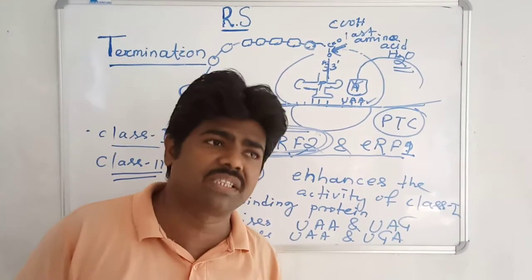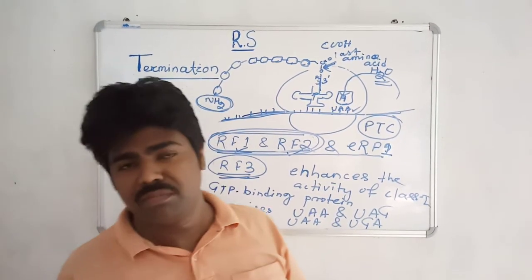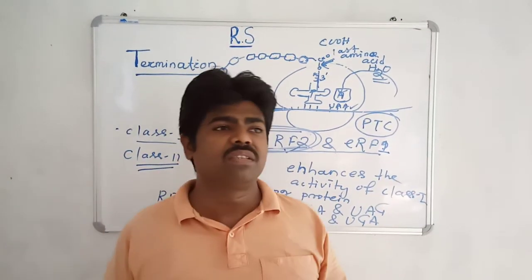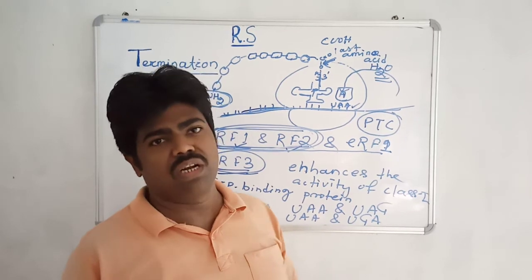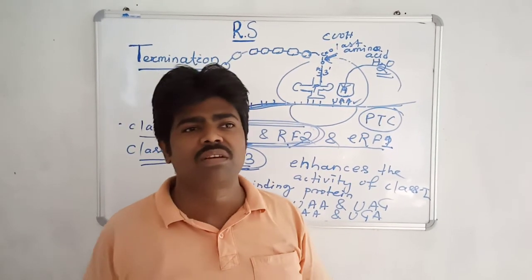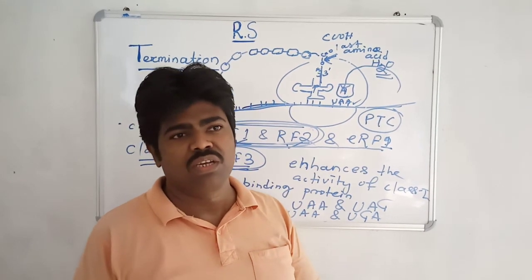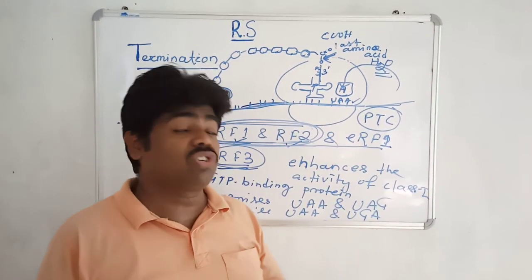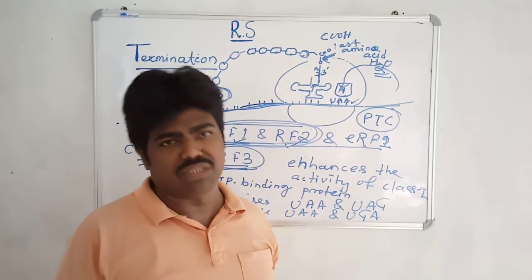So in order to achieve the biologically active form, the newly formed polypeptide must undergo folding and processing with the help of special proteins called molecular chaperones. So in my next video, I'll talk about the post-translational modification of proteins.